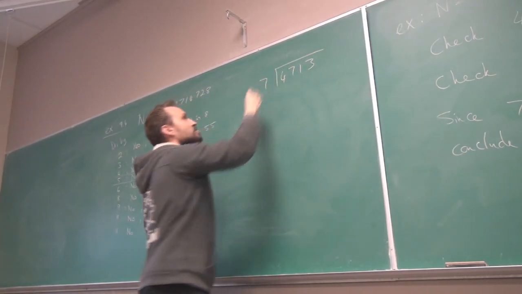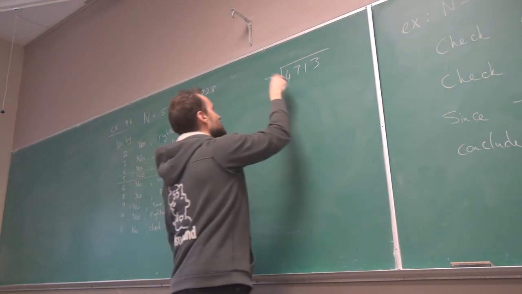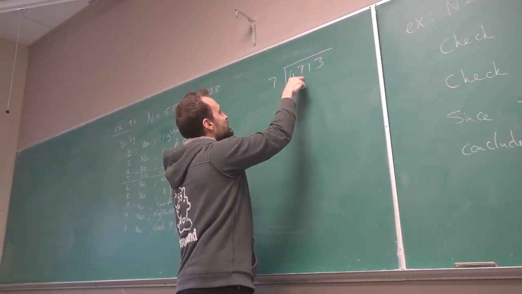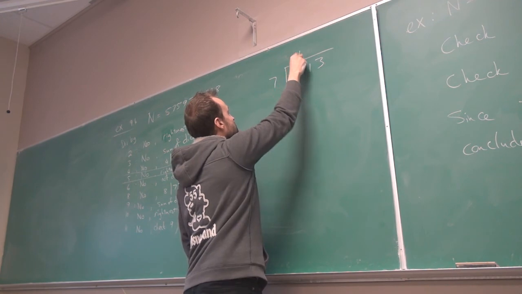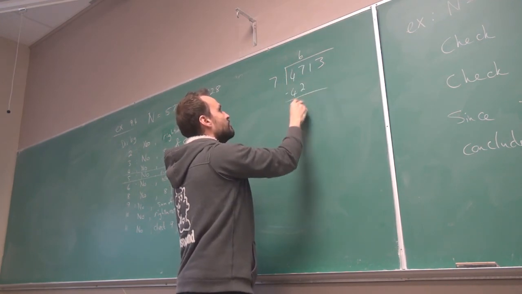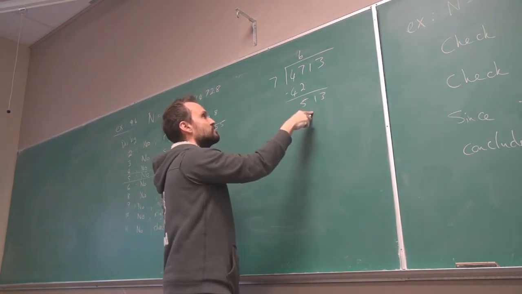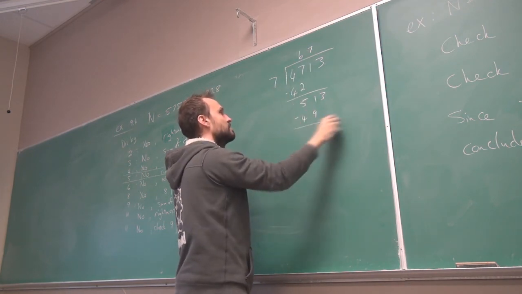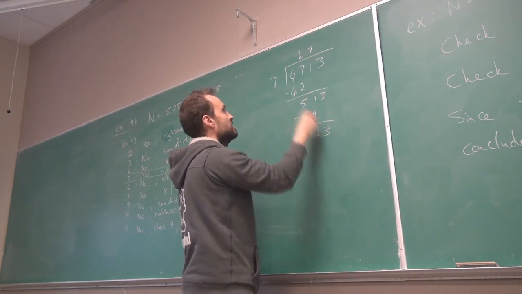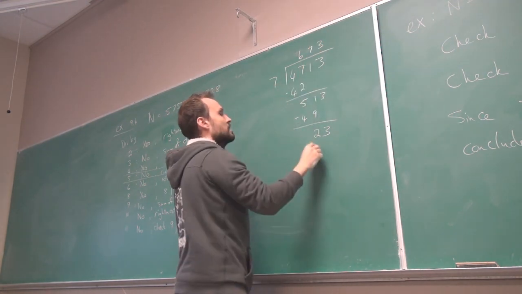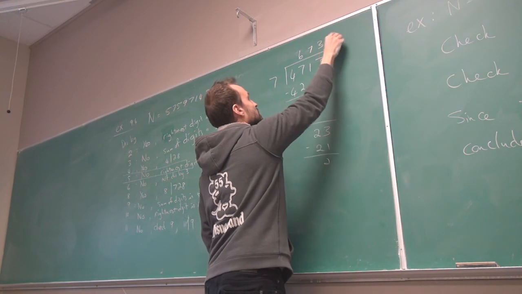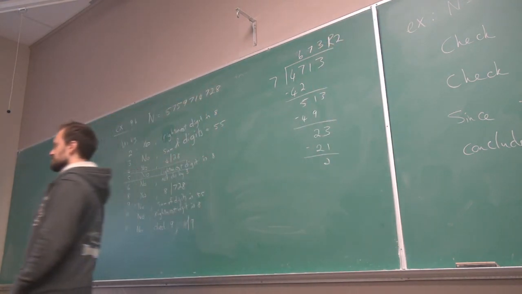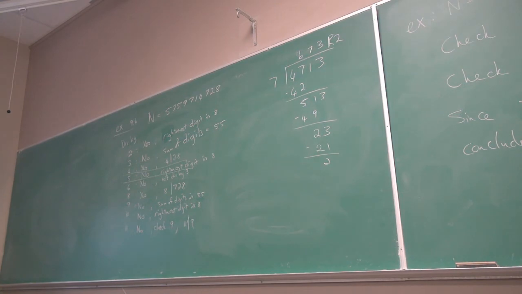4, 7, 1, 3, because long division is so familiar. 7 goes into 4, nope, 7 goes into 47. 6 for 42, 5 left, bring down the rest, 7 goes into 51, 7 for 49, 2 left, and a 3, 7 goes into 23, 3 times, 21, 2 are left. That felt faster. Of course you have to be comfortable with your multiplication tables, but we should be anyway.